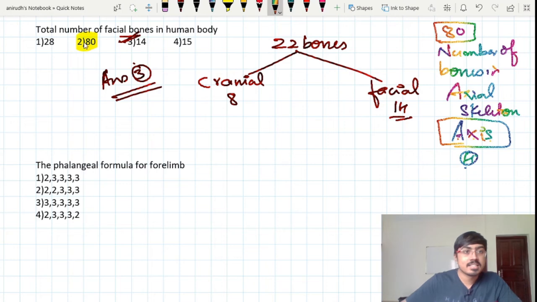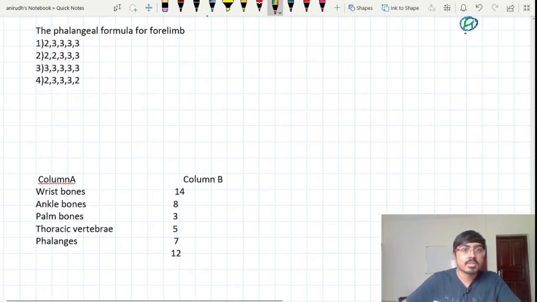So everything matches, isn't it? So 80 is the number of bones in the axial skeleton. That's all. Let us go to the next question.